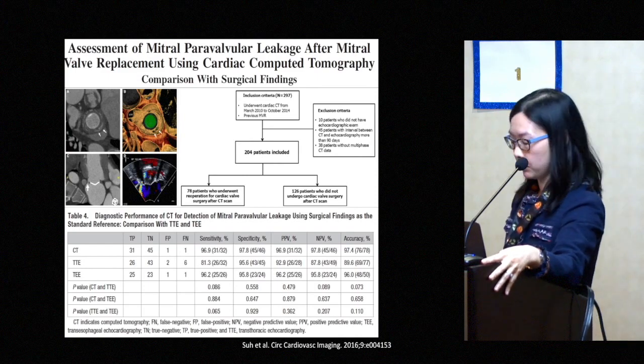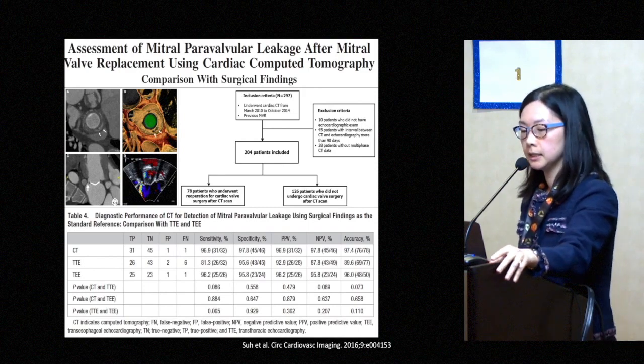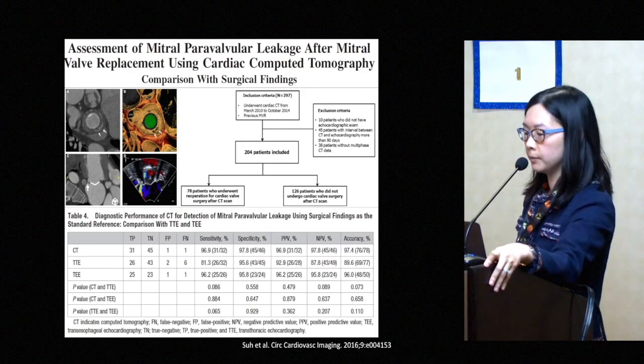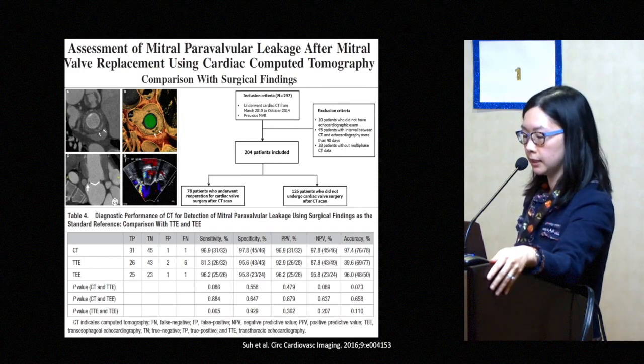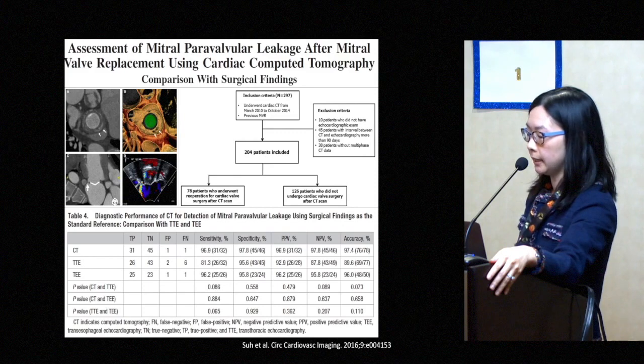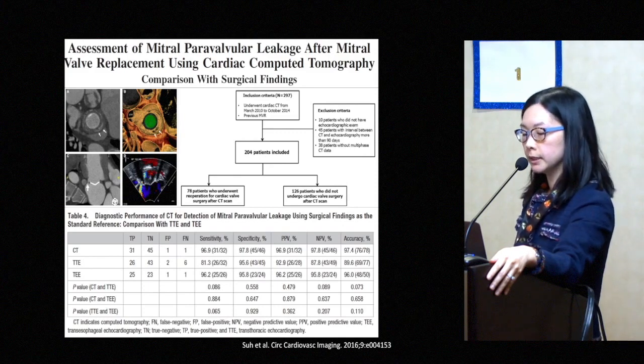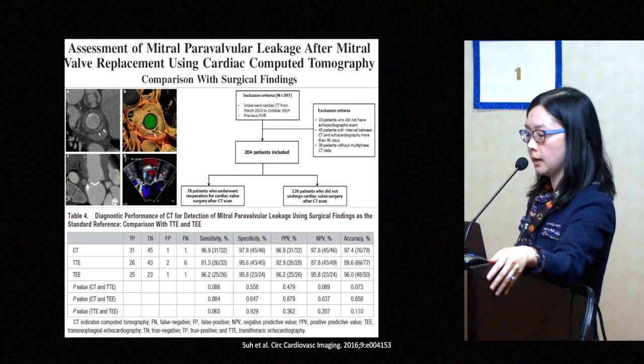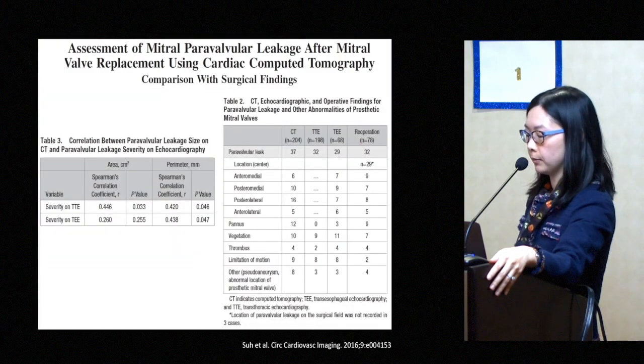But that being said, people are using CT, and this is a nice study that looked at about 204 patients. When you look at CT in terms of identifying presence or absence of a paravalvular leak, it actually has similar sensitivity, specificity, and accuracy compared to TEE. But the agreement for the size of the leakage, in terms of area and perimeter, the correlations are actually quite low. But CT, albeit, does give you extra information about the anatomy on the study that you don't necessarily get from the TEE.